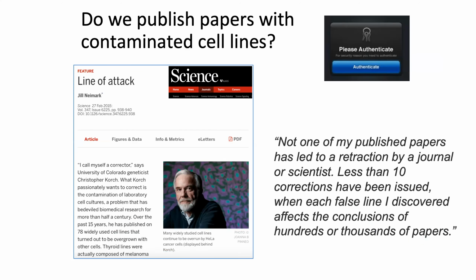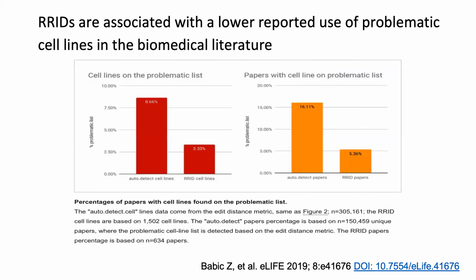And it still is an issue, right? We do still publish papers with contaminated cell lines. So there are articles about this. And most recently, there was a paper that came out this year where we're looking at papers where an author had to use an RID or get an RID for a cell line, versus papers where we auto-detected, where we basically did some text mining to find cell lines within the papers that didn't have an RID associated with them.